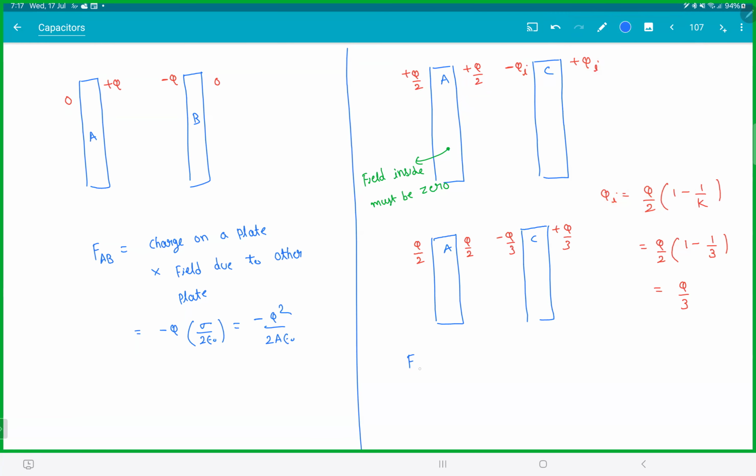So here the force between A and C would be minus Q by 2 into Q by 3 by 2A epsilon. Same story. Charge into the field due to the other guy. This guy would be minus Q square by 6 into 2A epsilon. That you can clearly see it is 1/6 of FAB. Six is to 1.